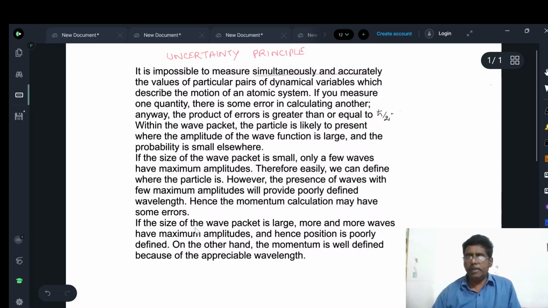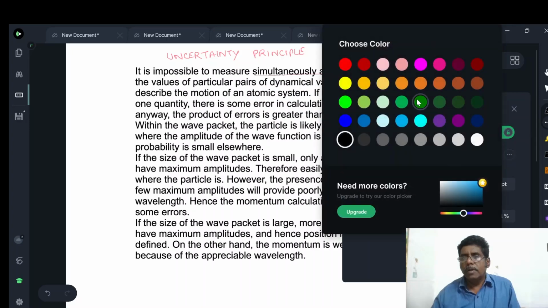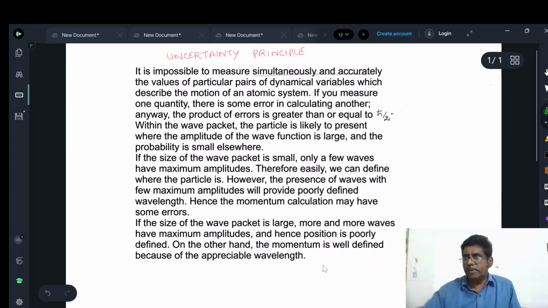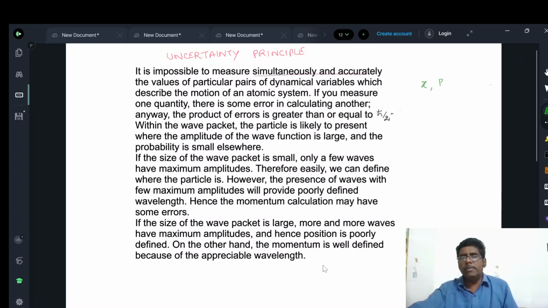This is the statement. First of all, we should know the meaning of the term dynamical variable. We know that position and momentum are the dynamical variables used to describe the motion of an atomic system. You know that x is position, p is the momentum. These two are called dynamical variables. With the help of these two dynamical variables, we can describe the motion of an atomic system.